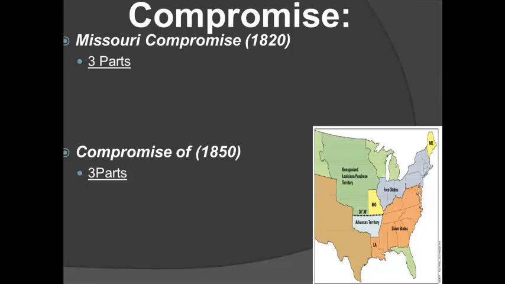Okay, let's talk about compromise. We have two compromises you should be familiar with. The first is the Missouri Compromise from 1820, and there are three different parts that you should know. Now, this applies to the Louisiana Purchase territory only. So over here in the green, and even the Arkansas and Louisiana area, this was when the United States purchased Louisiana in 1803. So there are three parts to this.